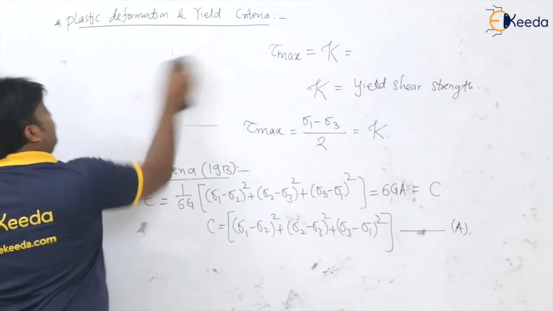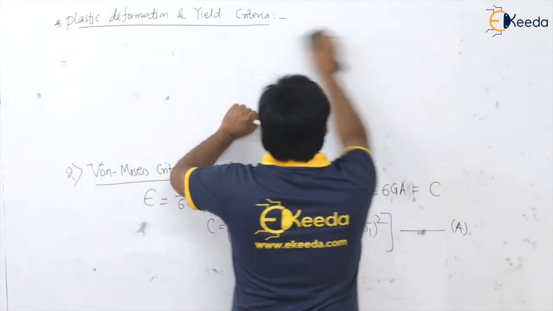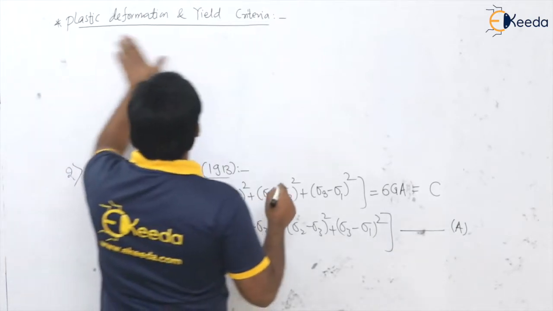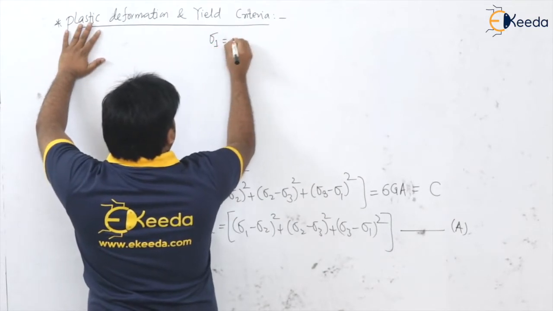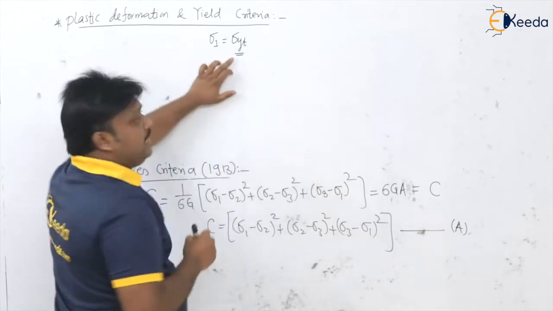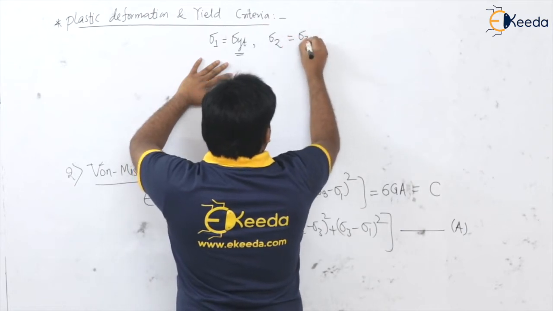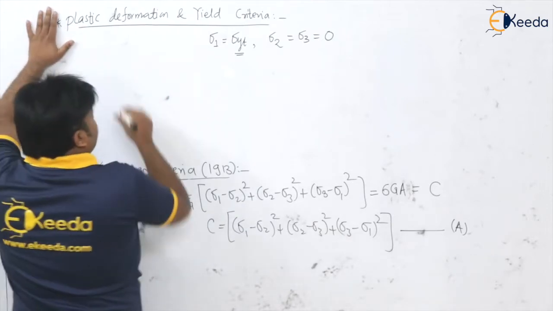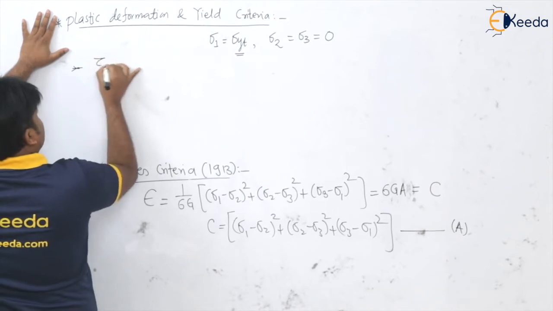Now we know that the properties of the material can be well understood when the material is subjected to uniaxial loading. Suppose I consider uniaxial tension, in which sigma 1 is equal to the yield strength of the material, sigma y, which you can also call the nominal stress. And in uniaxial loading, sigma 2 is equal to sigma 3, which is equal to 0, isn't it? So from the Tresca criteria, what was tau max?